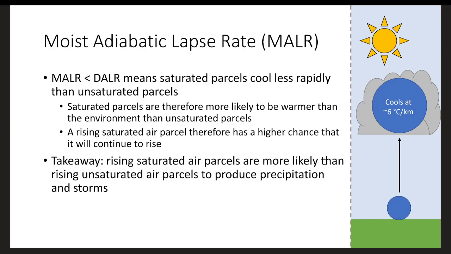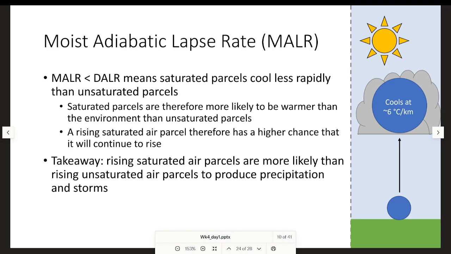Moist adiabatic lapse rate less than dry adiabatic lapse rate means that saturated air parcels cool less rapidly than unsaturated parcels. Saturated parcels are therefore more likely to be warmer than the environment than unsaturated parcels. This is true. If you have an air parcel that's saturated, since it's not going to cool off as fast, it's going to be more likely to be unstable. A rising saturated air parcel therefore has a higher chance that it will continue to rise.